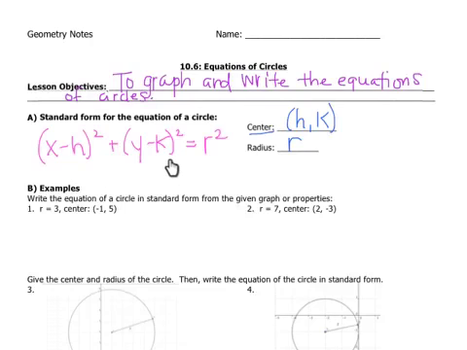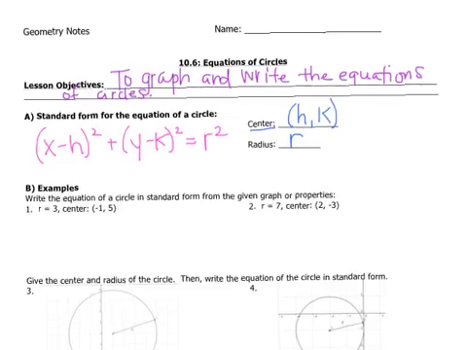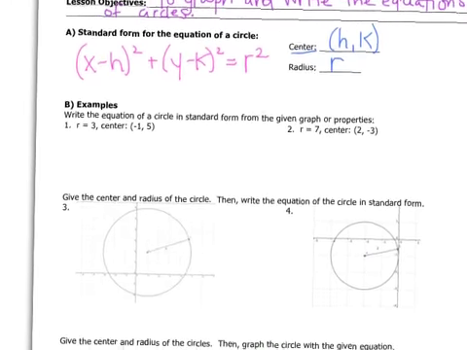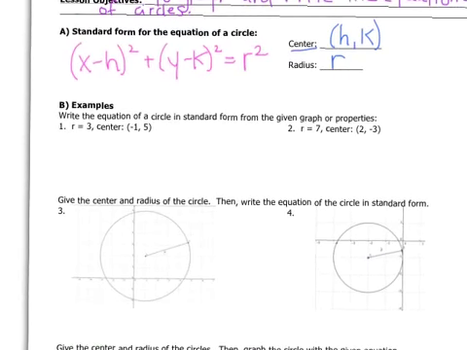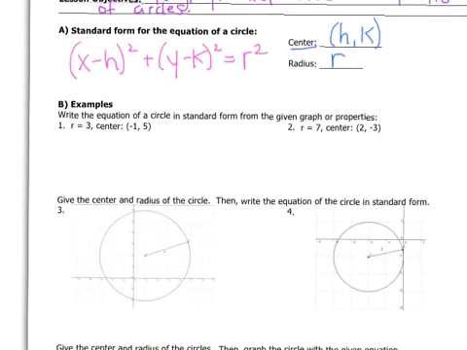And we're going to do all of this. I just wanted to talk through it a little bit. So the first type of example that we are going to look at is given the center and radius, plugging those values into the formula to write the equation.